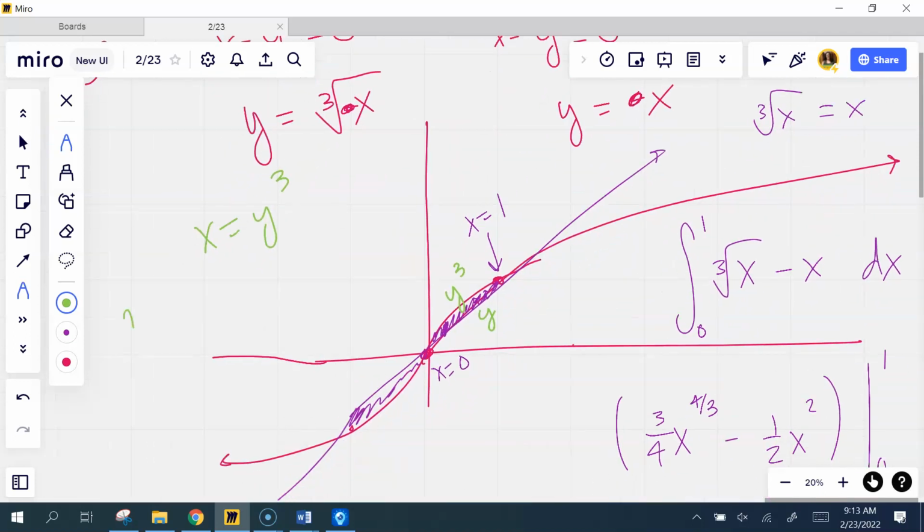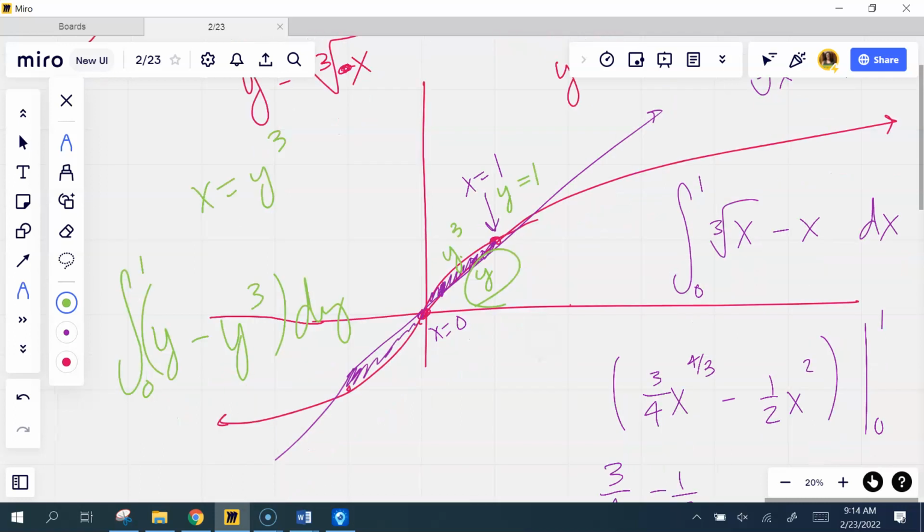This time, for this one I have to take the y value. So from 0 to this point was 1 what? Is it 1, 1? Yeah, it has to be. So I'm going from 0 to 1 on the y part. But this time I'm doing the right, which is y, minus the left, y cubed, dy. And then it's the same way. So it's a little bit easier with respect to y on this one.